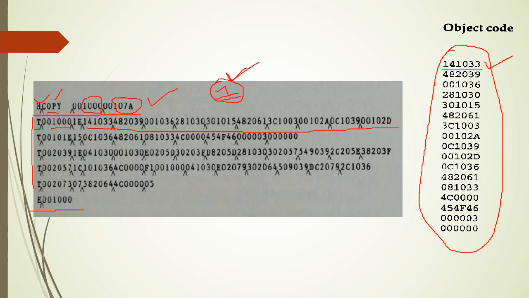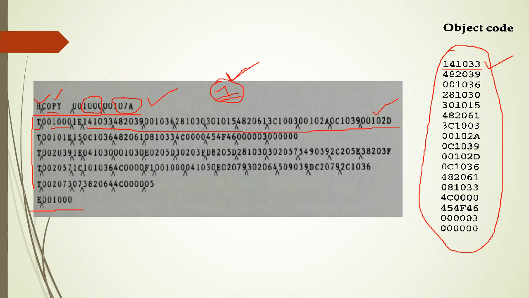So 10 to 69 means total how many columns? 60 columns. As I already mentioned, two columns together form one byte, so how many bytes are reserved for the object code in a single line? Total 30 bytes. And the length of each instruction is 3 bytes. Total how many such instructions can you accommodate in this single line? Total 10 instructions. See here, 1 2 3 4 5 6 7 8 9 10. Total 10 instructions can be stored in a single line of a text record.